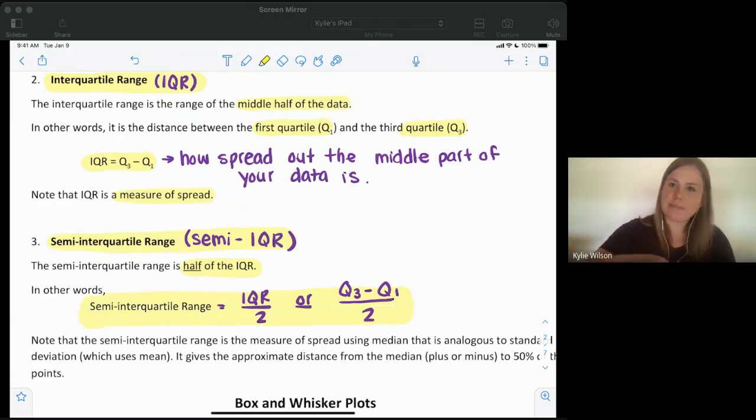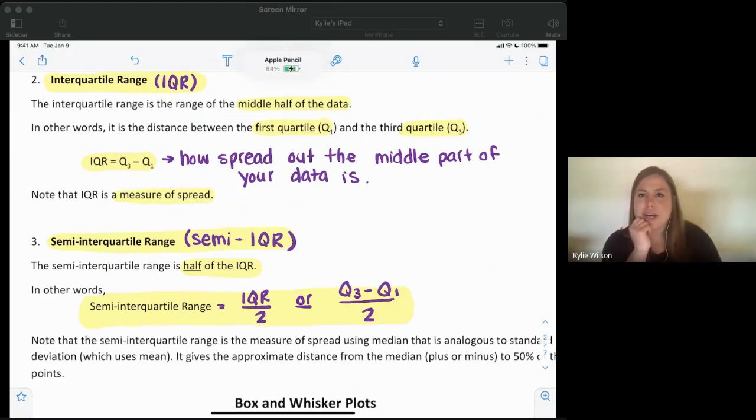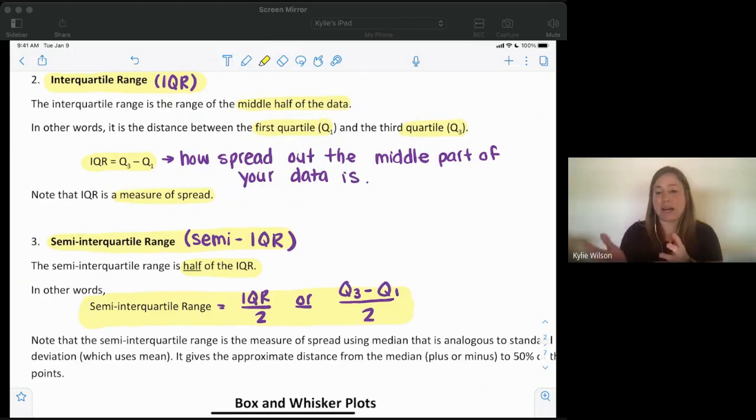Now, what does our semi-interquartile range represent? Why would anybody want to just divide it by 2? Our semi-quartile range is very similar to our standard deviation. It's basically how far above or below the median is a data point. So our standard deviation says how far above or below the mean is our data point. This same idea, just how far away from the median is our data point. So it's really, really similar to standard deviation, just the median instead of the mean.